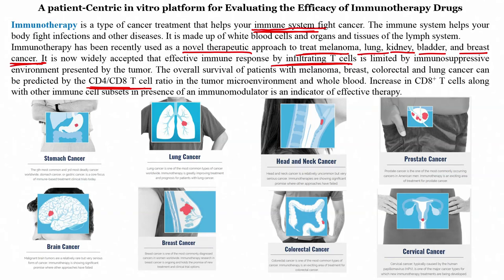Increase in CD8 T cells along with other immune cell subsets in presence of an immunomodulator is an indicator of effective therapy. What does this sentence mean? Increase in CD8 T cells with other immune cell subsets in presence of an immunomodulator is an indicator for effective therapy.